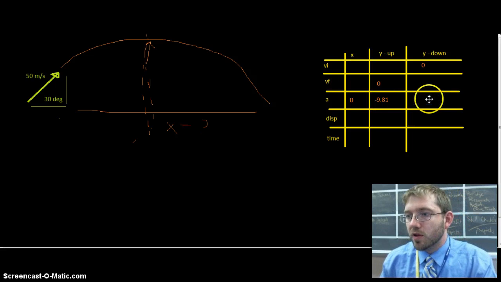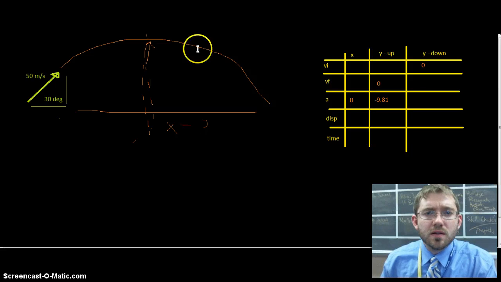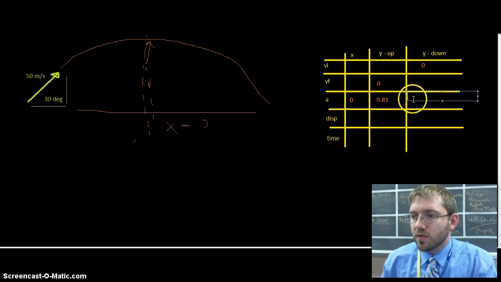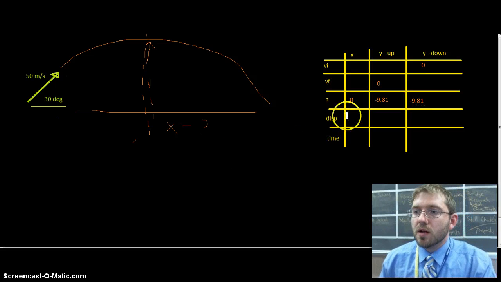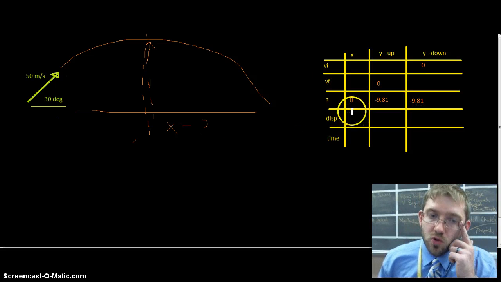Don't write for me. We'll try this one more time. Right here. Negative 9.81. Okay, we're happy. That's what our table looks like under normal conditions.